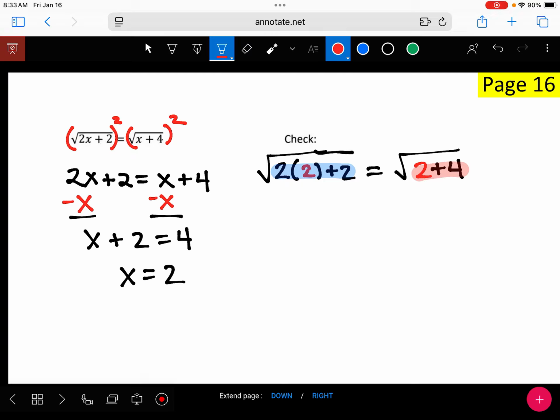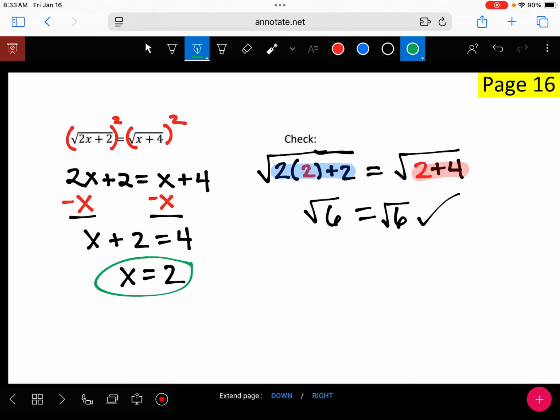It passes along. All right, what did you get on the side that I highlighted blue? What number did you get? All right, what did you get on the side that I highlighted pink? So this is true. So this is my actual answer.